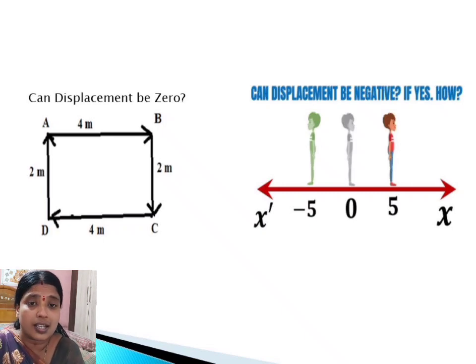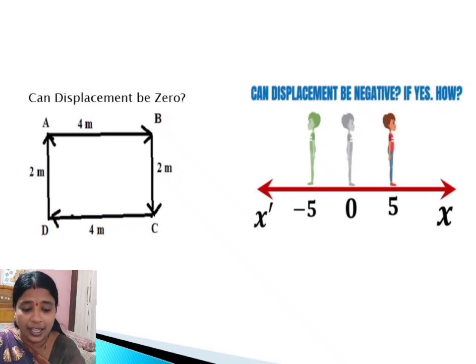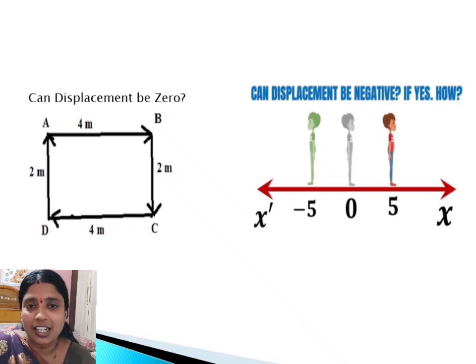But if you try to find out the distance covered by this boy, then it will be 0 to 5, 5 steps ahead, and then 10 steps behind. So 10 plus 5, total 15 steps. So distance will be 15 and displacement will be negative. So from this we can conclude that displacement can be negative.